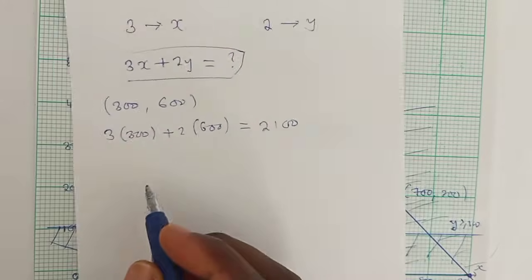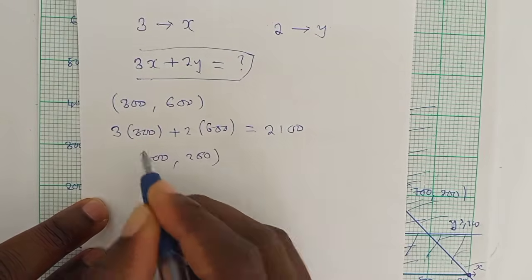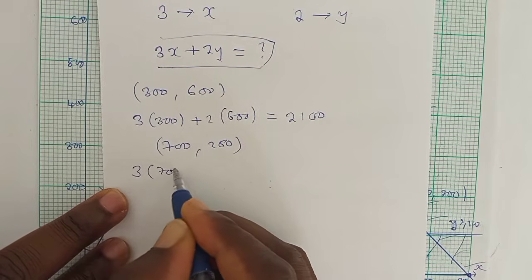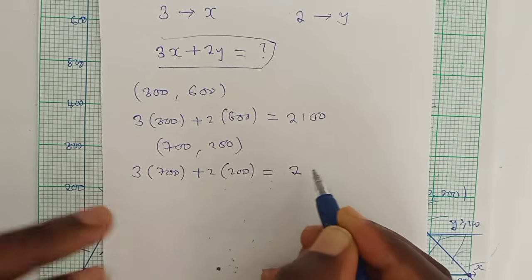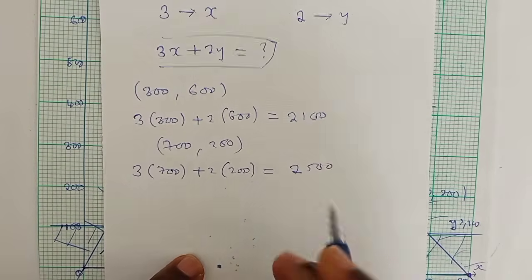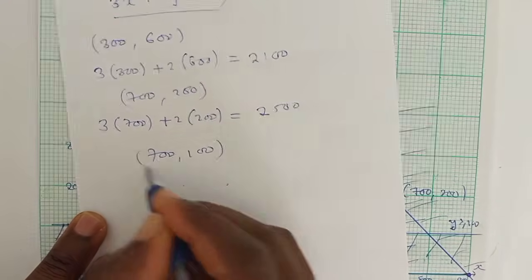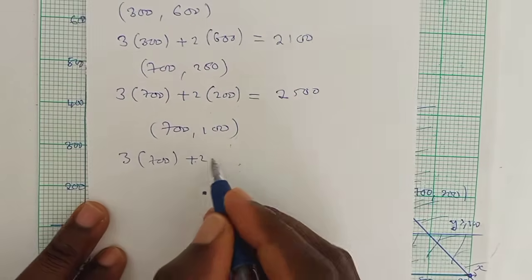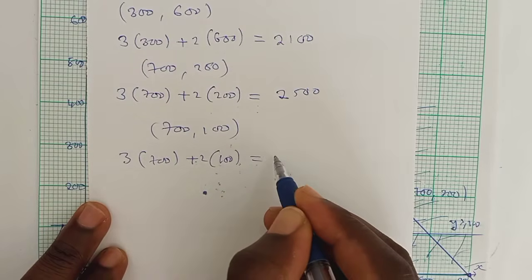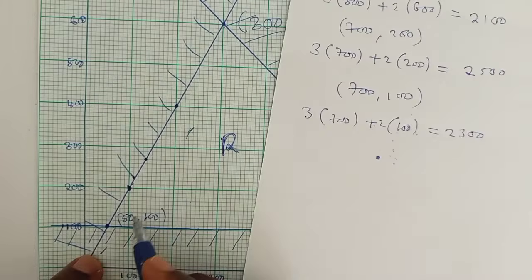I'll get this one here. So I'll do the same. This is 700, 200. So when I work out things there, I'm getting 2500. I go to this one, that's 700, 100. I do the same, 3 times 700 plus 2 times 100. I'm getting 2,300.